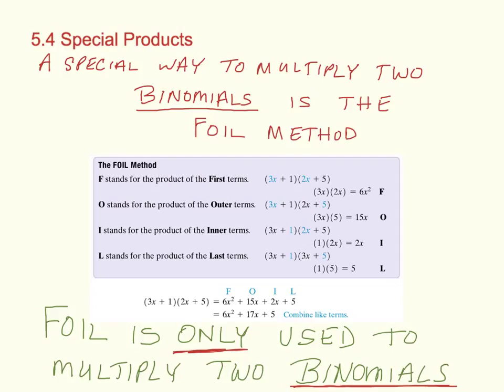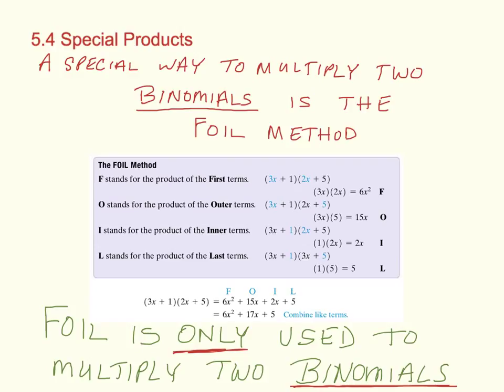But FOIL stands for F-O-I-L, and F stands for the product of the first term. So imagine you have two binomials. Like here, this is a binomial 3x plus 1, and this is a binomial 2x plus 5. F stands for first. It means multiply the first terms in both the binomials. Notice they're highlighted in blue. The first term times the first term, and get that product.